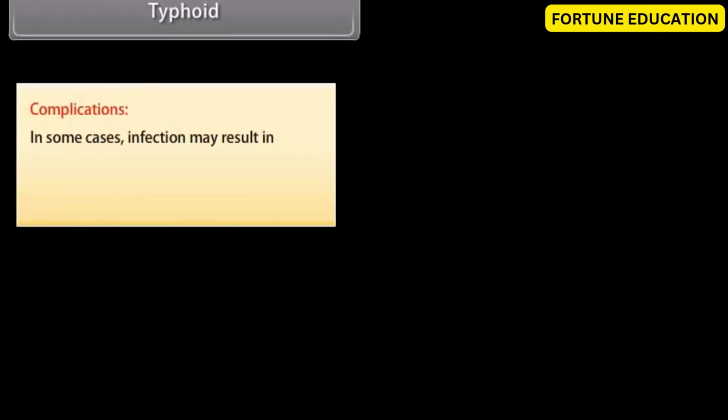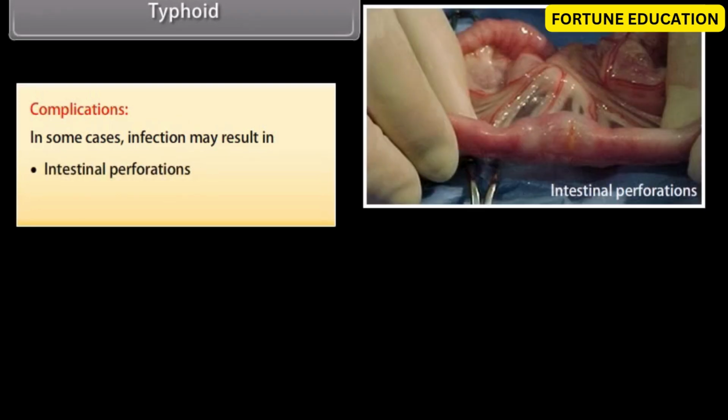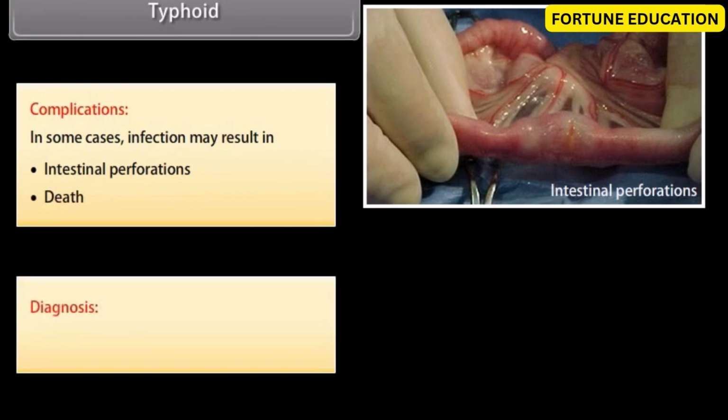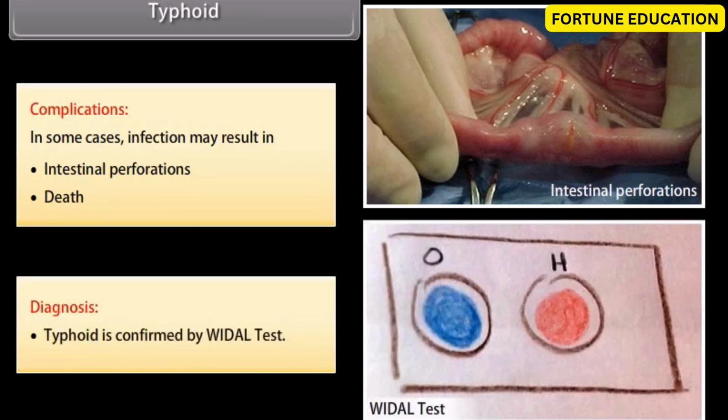Complications. In some cases, infection may result in intestinal perforations, death. Diagnosis. Typhoid is confirmed by Widal test. Pneumonia.